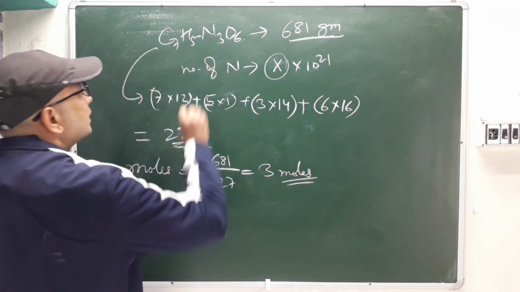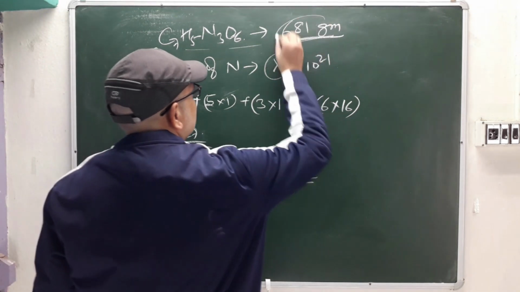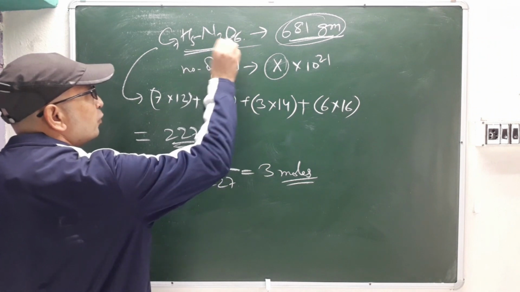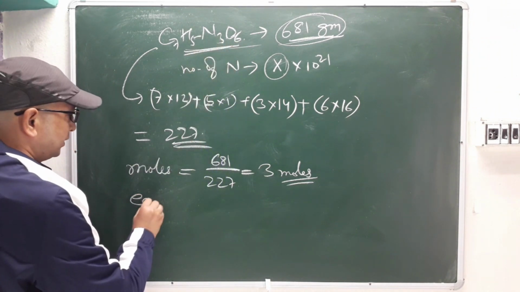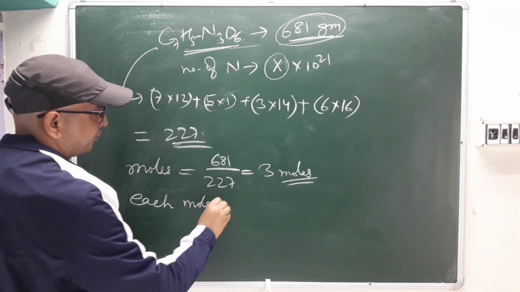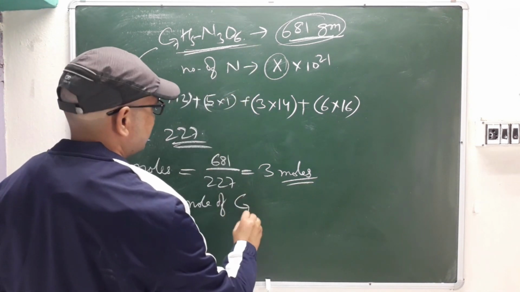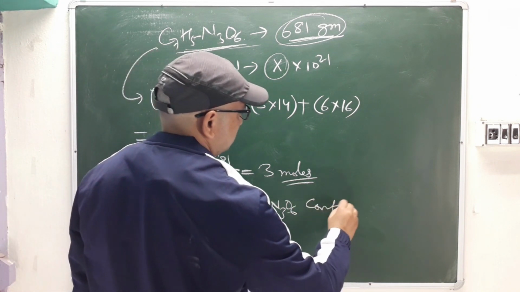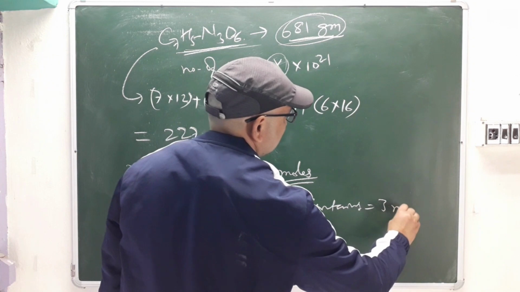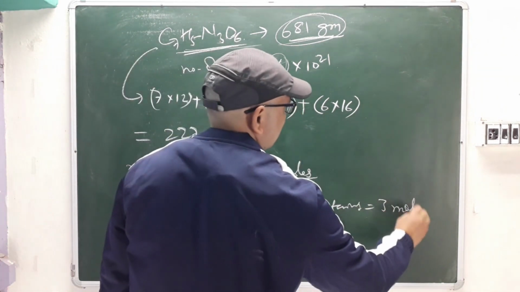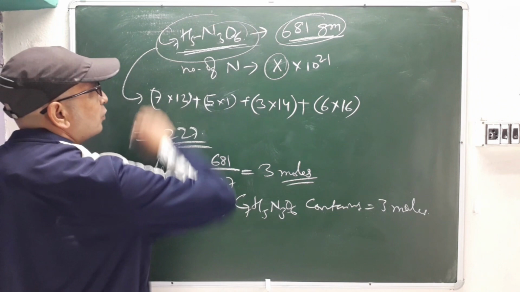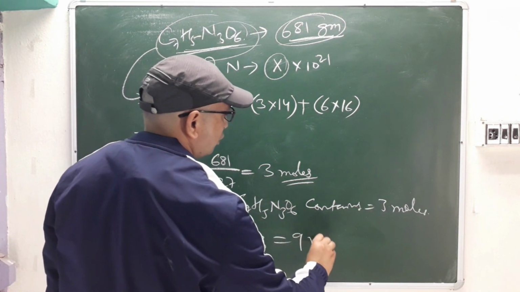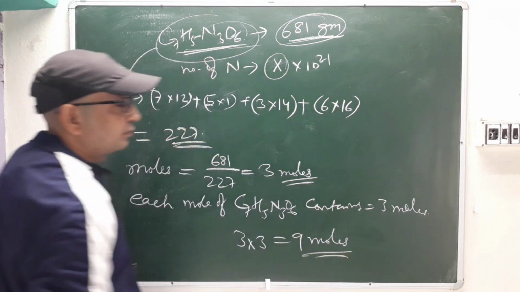Now you see, this compound is 3 moles, right? In this much amount, this compound is 3 mole. So each mole of the given compound, C7H5N3O6, contains 3 moles of nitrogen. So 3 moles of this compound, how many moles of nitrogen will be contained? It will be 3 into 3. So a total of 9 moles of nitrogen will be contained.